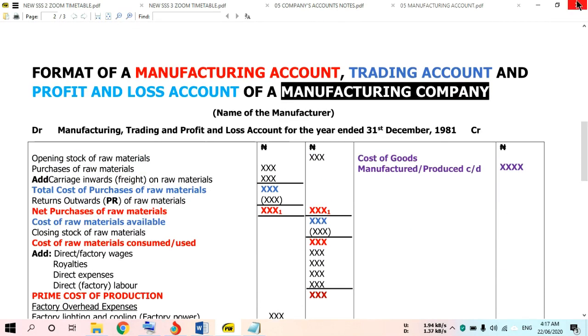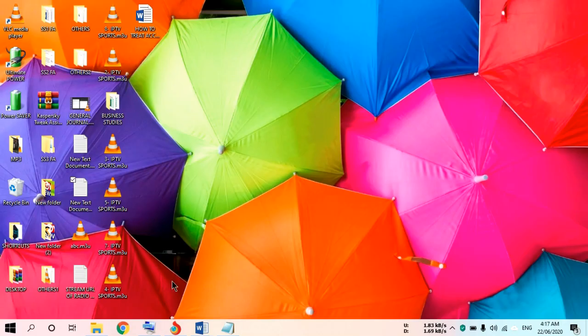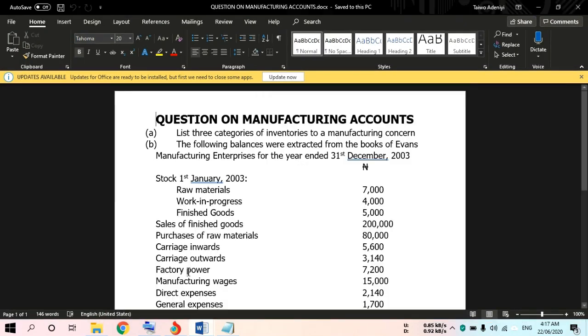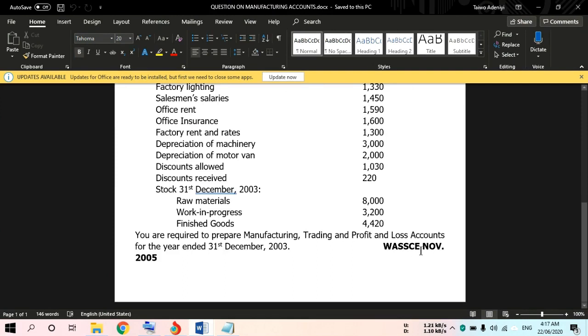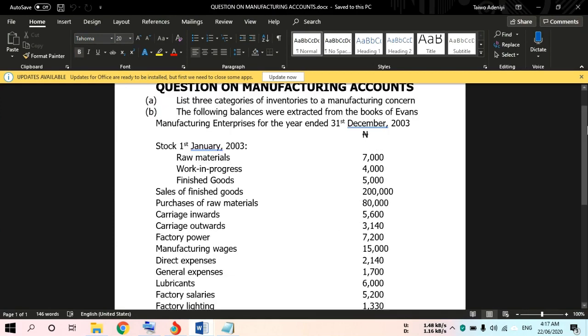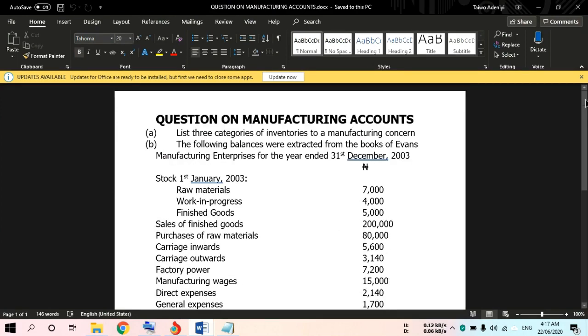So now let's go straight to the question proper. This was a question from November 2005. Let's start with the first question. It asks: list three categories of inventories of a manufacturing concern. A manufacturing concern is a manufacturing organization.